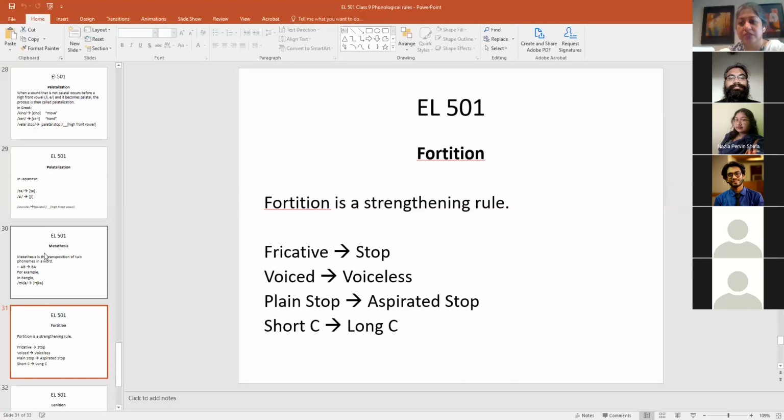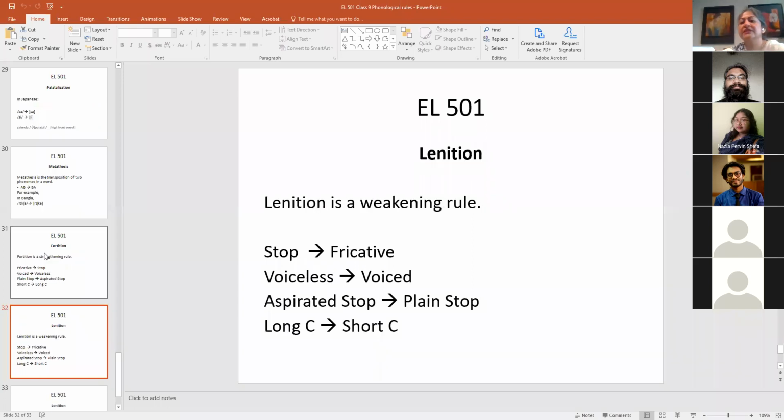If a short consonant becomes a long consonant, like in a word like aba becoming abba, then that is a fortition rule, okay? And the exact opposite of it is the lenition rule, the weakening rule. If a stop becomes a fricative, that is a lenition rule. If a voiceless sound becomes a voiced sound, that is a lenition rule. If an aspirated stop becomes a plain stop, then that is a lenition rule. And if a long consonant becomes a short consonant, so abba becomes aba, then that is a lenition rule, okay? So if you know all the fortition rules, you just have to write the exact opposite for the lenition rule.